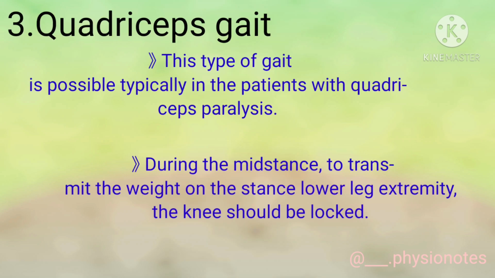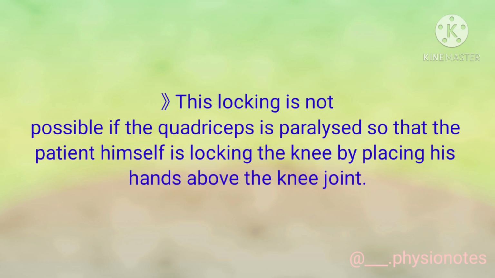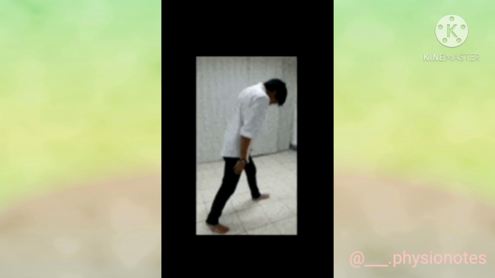Third, quadriceps gait. This type of gait is typically seen in patients with quadriceps paralysis. During mid-stance, to transmit the weight onto the stance lower extremity, the knee should be locked. This locking is not possible if the quadriceps is paralyzed, so the patient locks the knee himself by placing his hand above the knee joint. You can see how the patient is locking his knee himself.